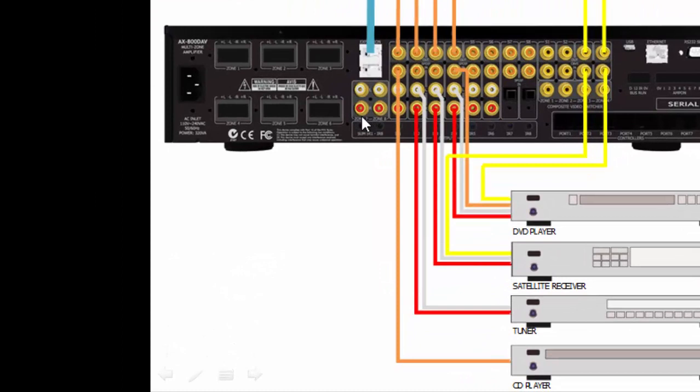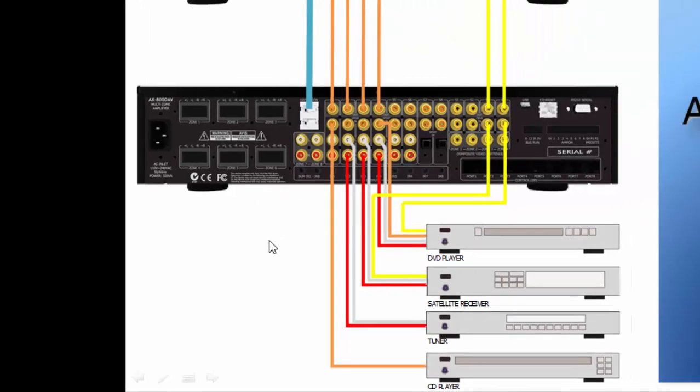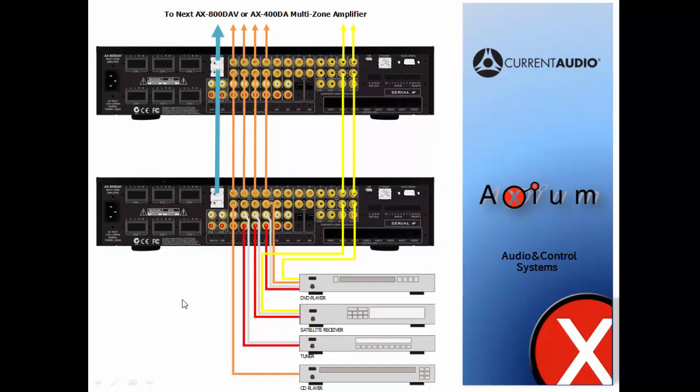The only exception to that rule would be here, and these are zones 7 and 8 on this unit. Of course, they're just analog outputs to an amplifier for backyard speakers or multiple areas where you're going to have multiple speakers.